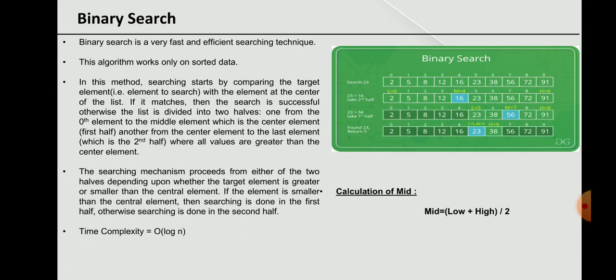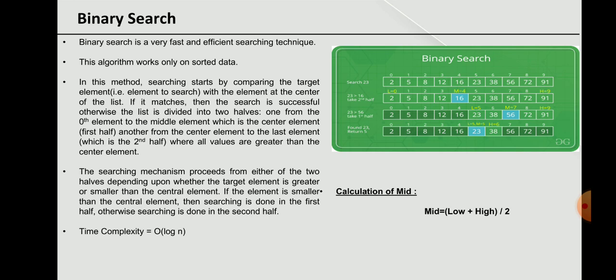Searching starts by comparing the target element, that is the element to search, with the element at the center of the list. If it matches, then the search is successful. Otherwise, the list is divided into two halves, one from the 0th element to the middle element, which is the center element, and another from the center element to the last element, which is the second half, where all the values are greater than the center element.